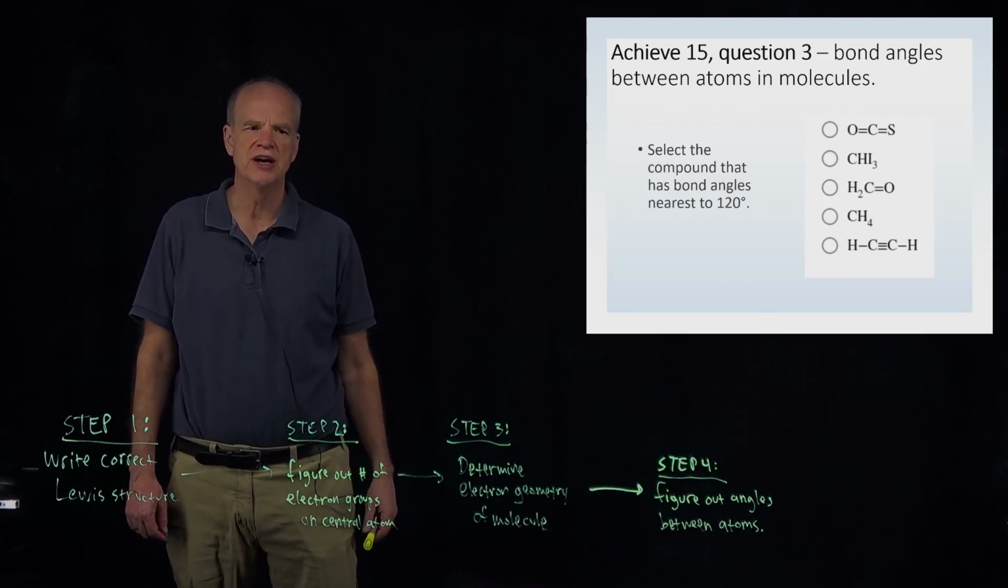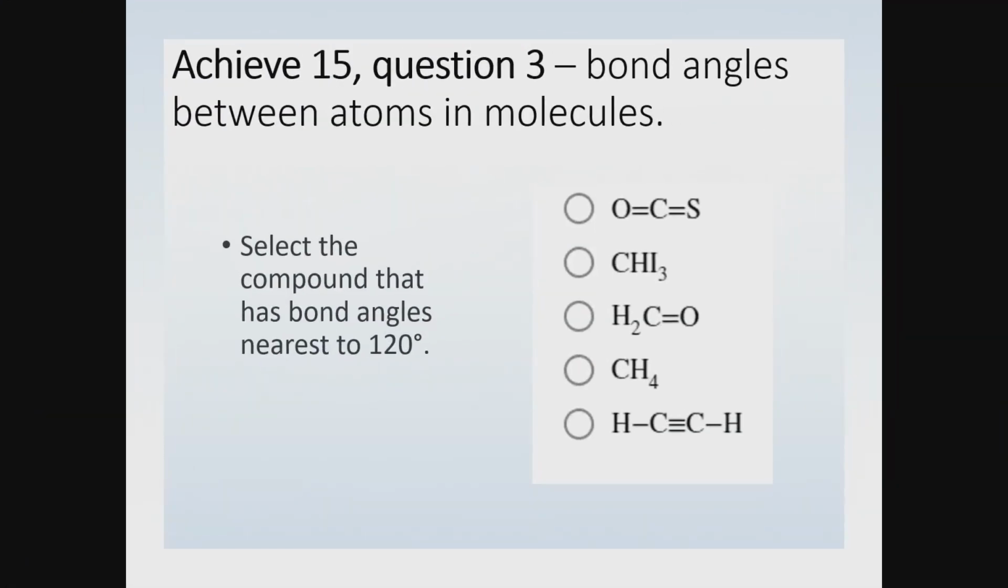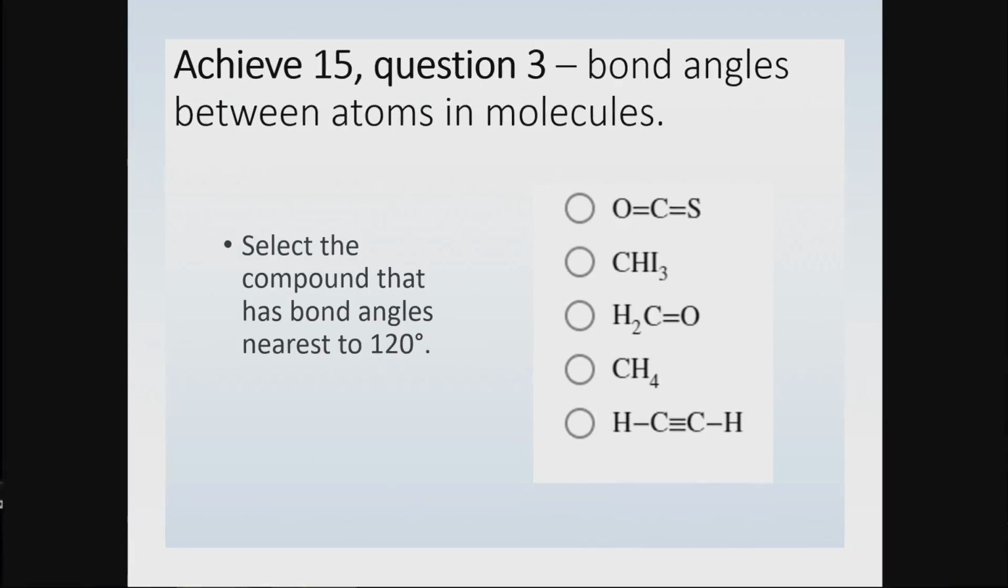If I can increase the slide. It says select the compound that has angles nearest to 120 degrees, and there you have 5 choices. So you'll have to pick the choice where the angles around the peripheral atoms of the molecule are about 120 degrees. So if I can lower the slide.